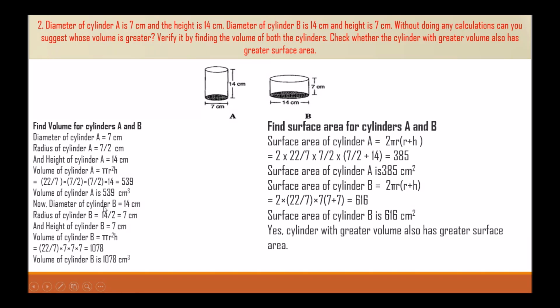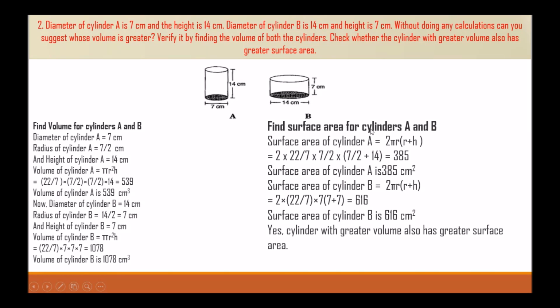Now the diameter of cylinder B is given as 14 centimeter. Radius we will find 14 upon 2, that is 7 centimeter. Height is given as 7 centimeter. Volume of cylinder B is pi r square h. So 22 upon 7 into 7 into 7 into 7, that is 1078. So the volume of cylinder B is 1078 centimeter cube.